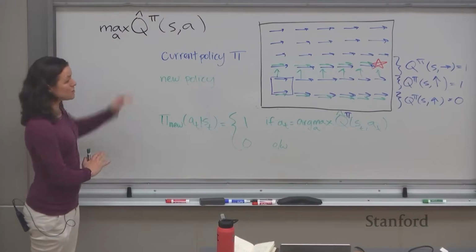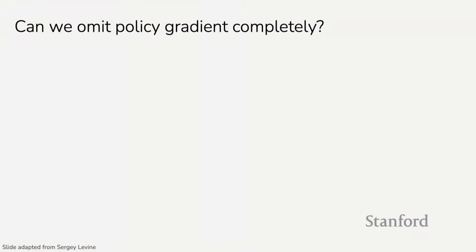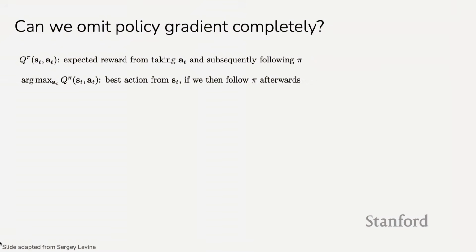And if the policy is already the optimal policy, then it will be the same. This is starting to get at whether we can start omitting policies. So Q is the expected reward. When we do this argmax, we're taking the best action from state S if you then follow the policy afterwards. And this is going to be at least as good as any action that the policy would have taken. Regardless of what the policy is, this is at least as good as what that policy would have taken, because it's taking the action that has the maximum expected reward.